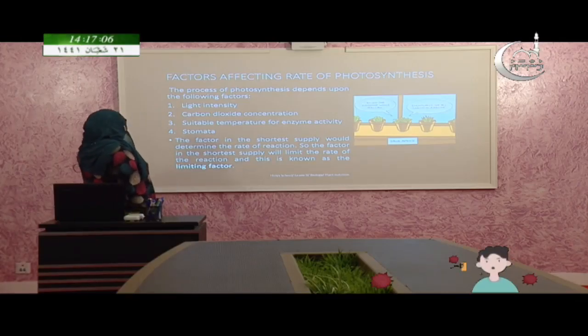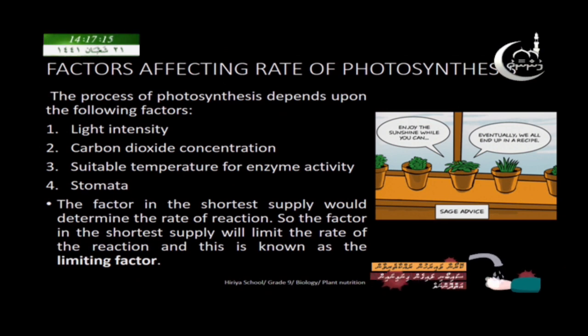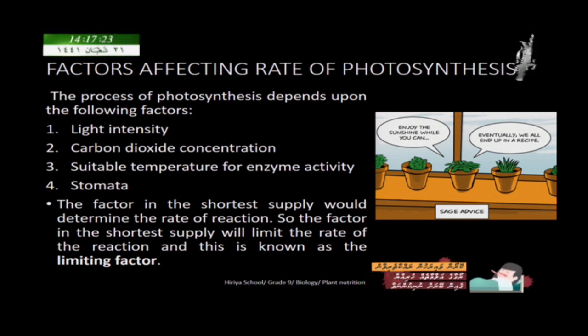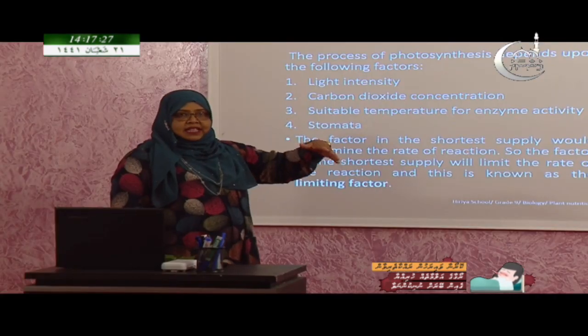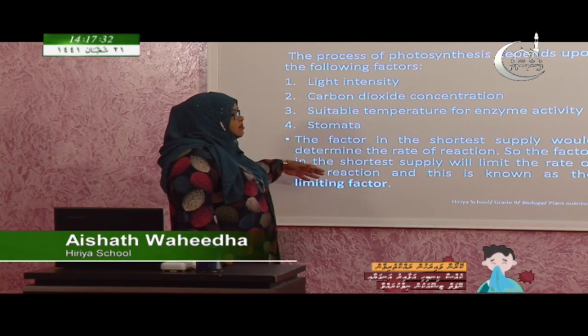Factors affecting rate of photosynthesis. We have discussed a lot of it. So, can you tell me the factors affecting rate of photosynthesis? That means we are talking about the raw materials, right? So, here first one factor will be light energy, then carbon dioxide and suitable temperature. Now, if any of these factors is in short supply, we will not be able to continue. So, we call it a limiting factor.